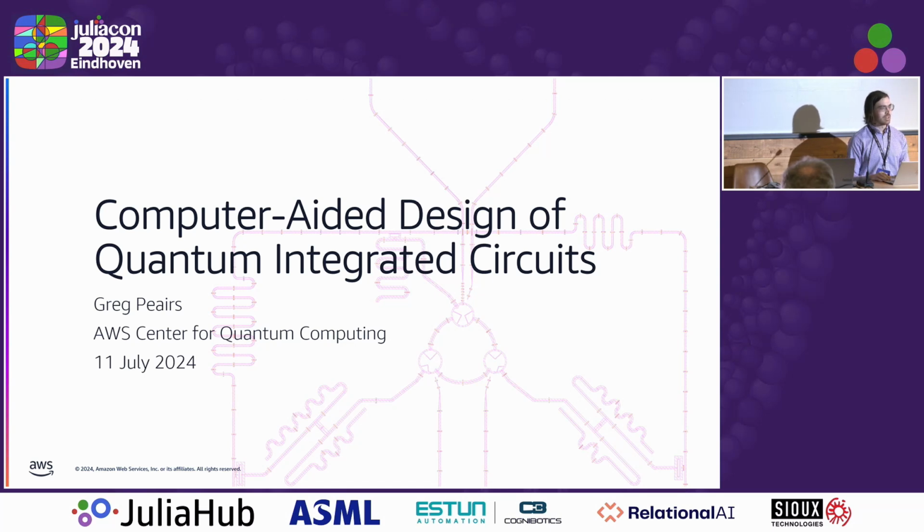I'm Greg Peairs. I'm a research scientist at the AWS Center for Quantum Computing. Today I'm talking about the computer-aided design of quantum integrated circuits, or how we're using Julia to design quantum hardware.